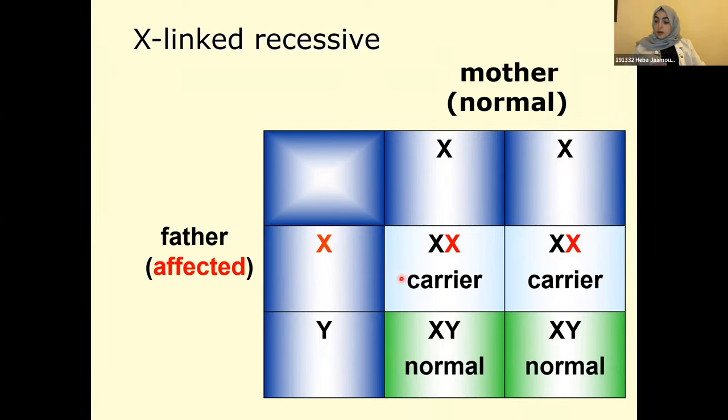When it comes to the daughters, on the other hand, they will take the X. Regardless of the mother's X, they're going to have at least one affected X, okay? Which makes them carriers. Does the disease show on them or no? If they're carriers, it doesn't. But they can inherit it.